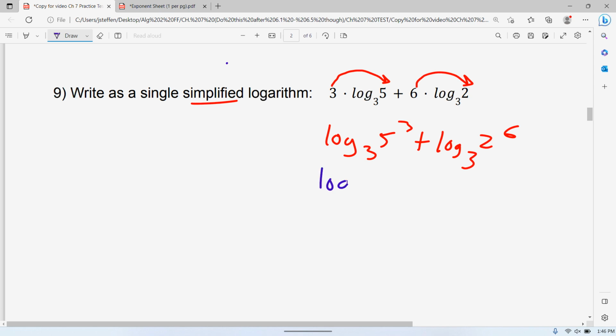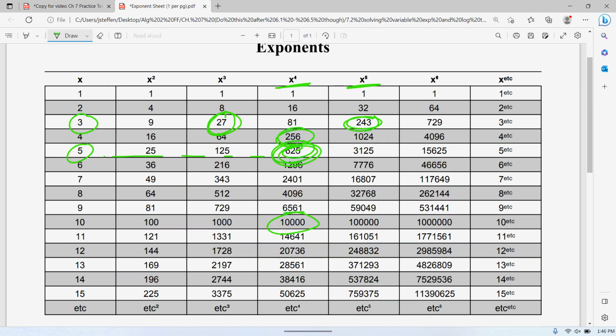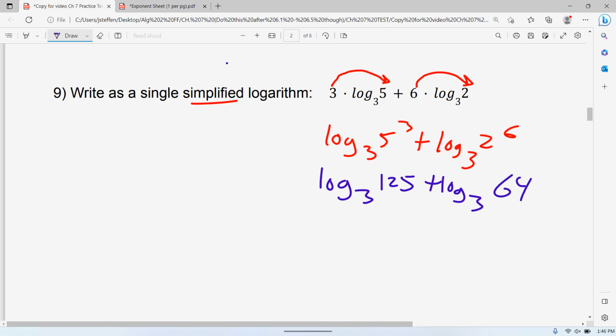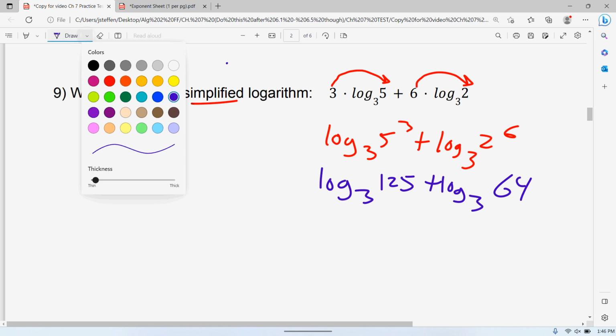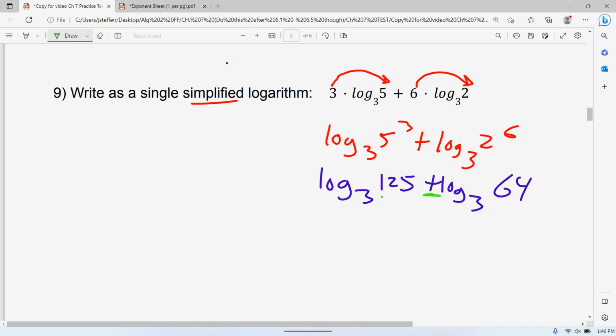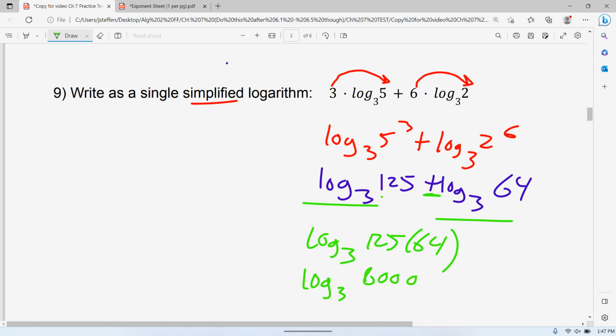So that is log base 3 of 125 plus log base 3 of 2 to the 6. You can use your calculator. 2 to the 6 would be 64. And since it is plus, we multiply these together. So log base 3 of 125 multiplied by 64. That's a bigger number, but that's okay. 125 times 64 is 8,000. So log base 3 of 8,000. That is the answer I'm looking for.